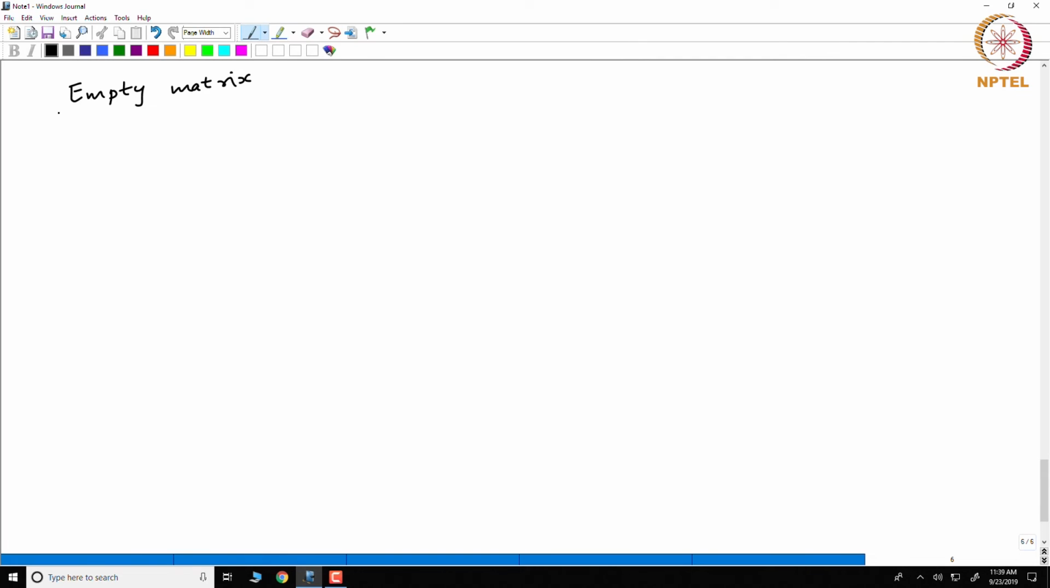So I'll come back to 2 and 3 valve conduction mode, but I'll just deviate by trying to define something. This is not defined for this purpose. Empty matrices are used in other areas also.